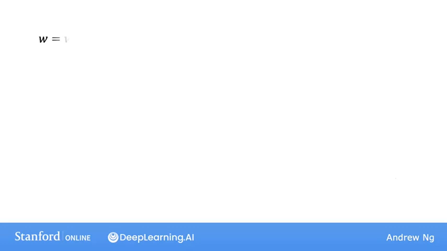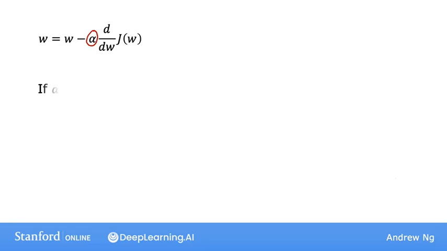So here again is the gradient descent rule. W is updated to be W minus the learning rate alpha times the derivative term. To learn more about what the learning rate alpha is doing, let's see what could happen if the learning rate alpha is either too small or if it is too large.